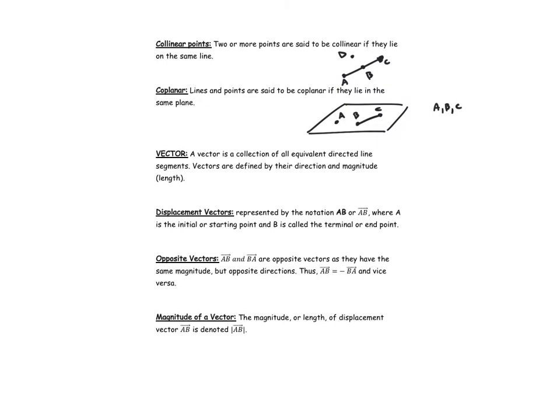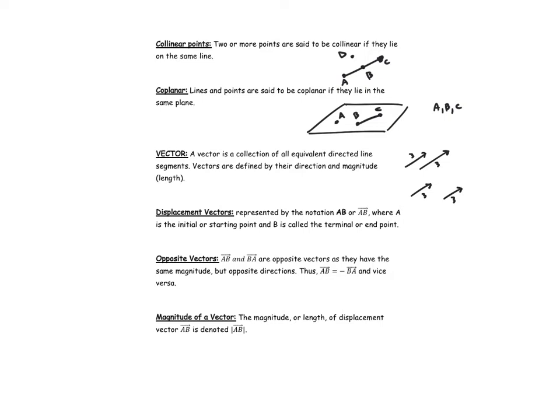Okay, a vector. A vector is a collection of all possible equivalent directed line segments. Vectors are defined by their direction and their magnitude, which we call length. So I could draw an infinite number of vectors of, let's say, length 3 on this digital page here. These are all equivalent vectors, provided they head in the exact same direction and they have the same magnitude.